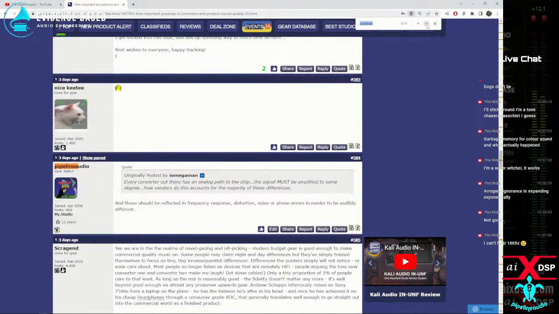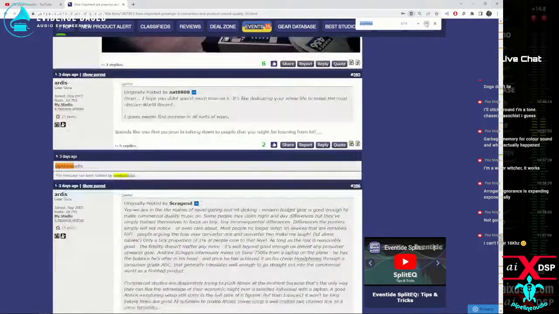So let's see. IO Mega Man says, every converter out there has an analog path to the chip. Again, we used to call that the glue, right? The signal must be amplified to some degree. How vendors account for this is the majority of the differences. However, even if that's true, I say, those should be reflected in frequency response, distortion, noise, or phase errors in order to be audibly different. If they sound different, you can measure them to be different. Sorry, you've got to provide this evidence.